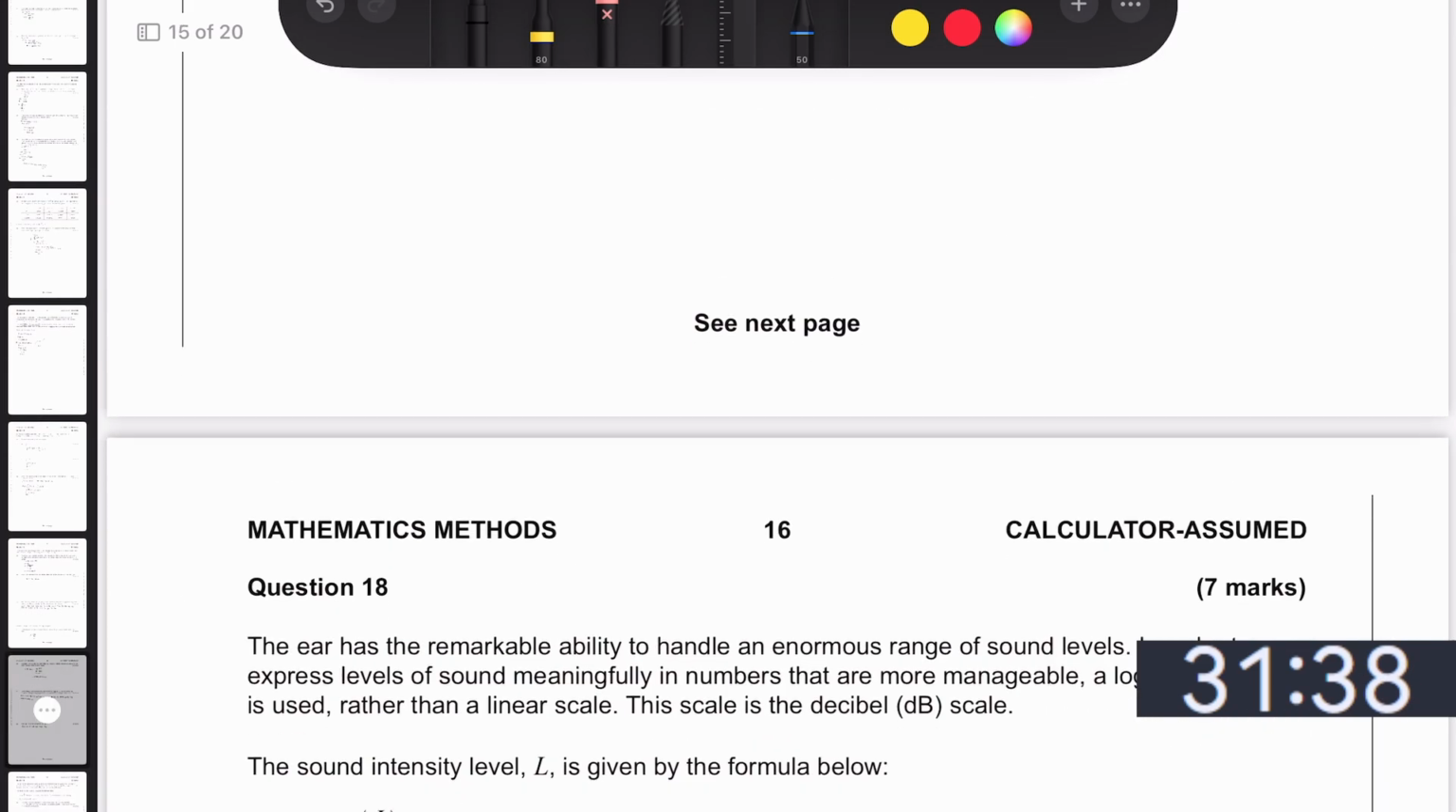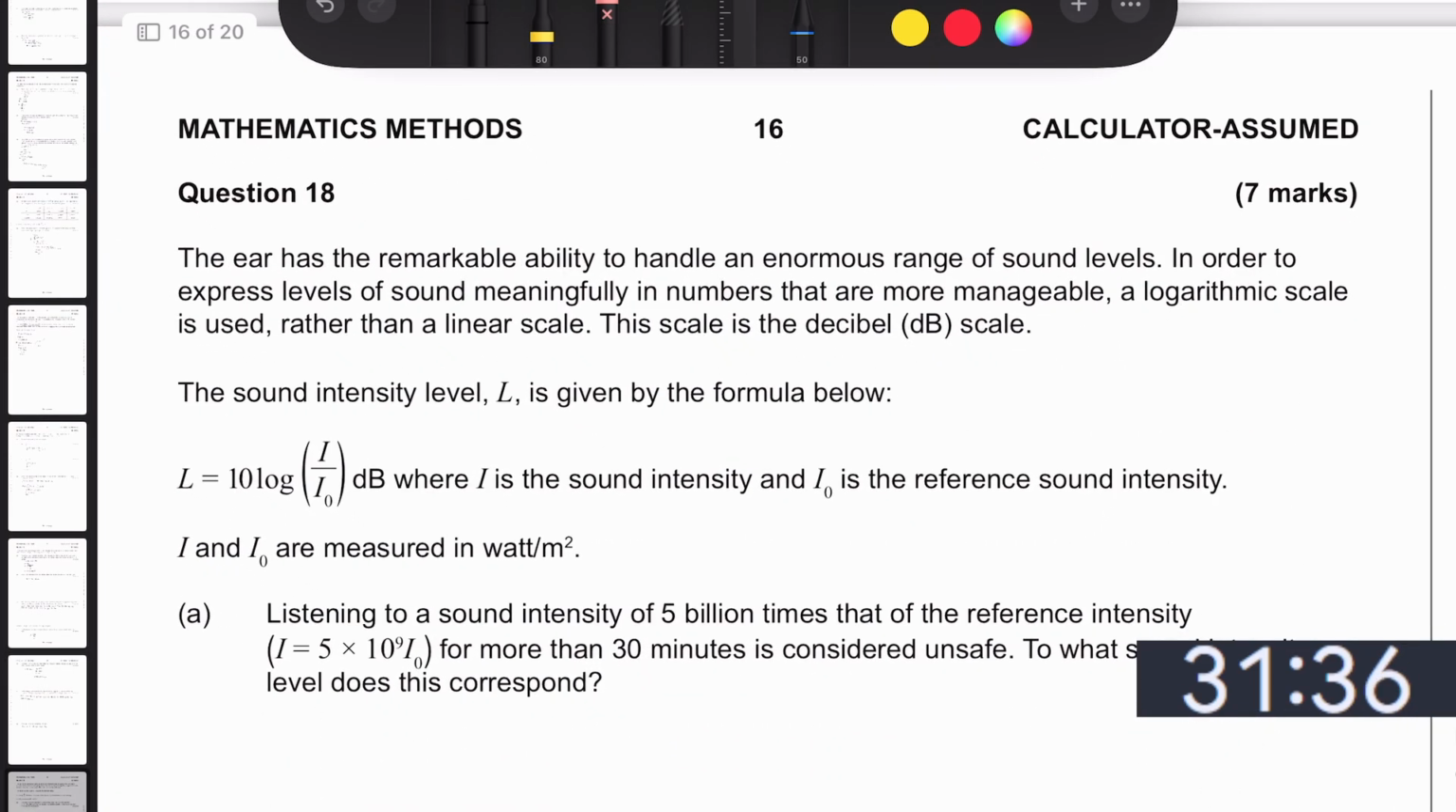Okay, and this is the last one. The ear has a remarkable ability to handle a wide range of sound levels. In order to express levels of sound meaningfully in numbers that are more manageable, a logarithmic scale is used rather than a linear scale. Listening to a sound intensity 5 billion times that of a reference intensity for 130 minutes is considered unsafe. To what sound intensity level does this correspond?